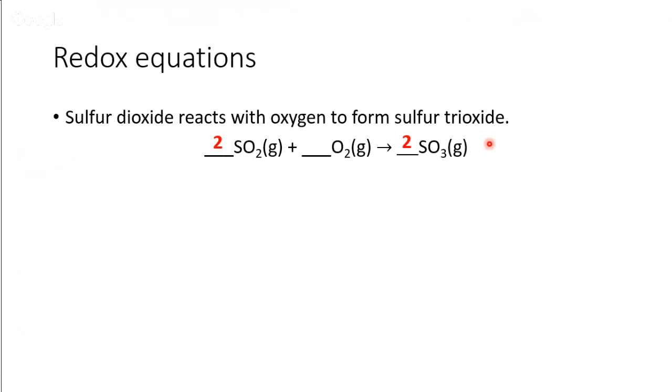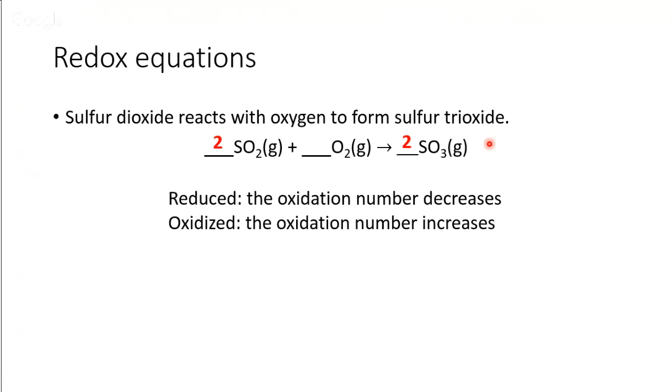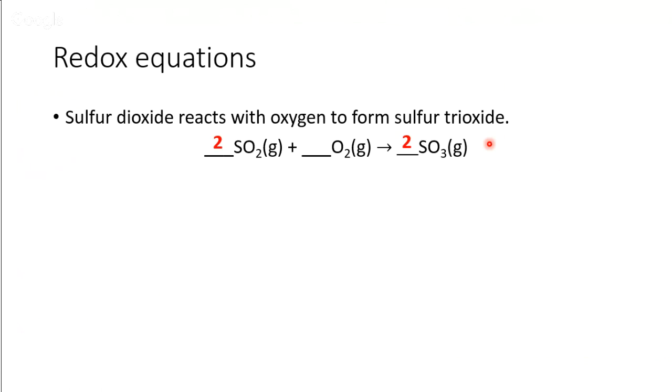So let's look at the oxidation numbers. Oxygen is -2, and that means that the sulfur in SO2 must be +4. Oxygen in O2 is a free element, and so the oxidation number is 0. On the product side, oxygen is -2 in a compound, and that makes sulfur +6.